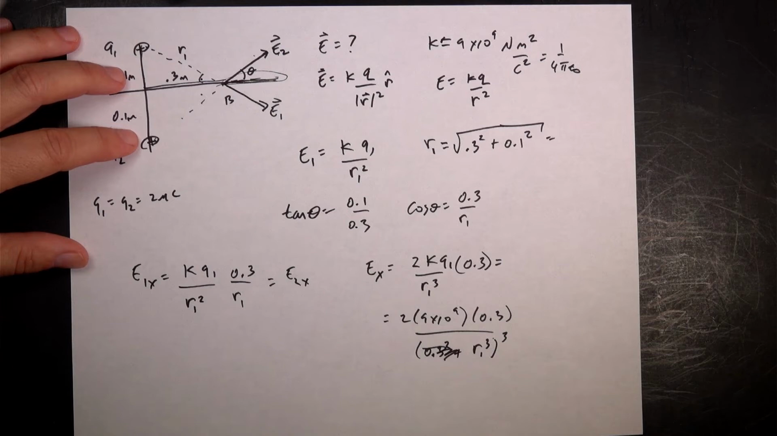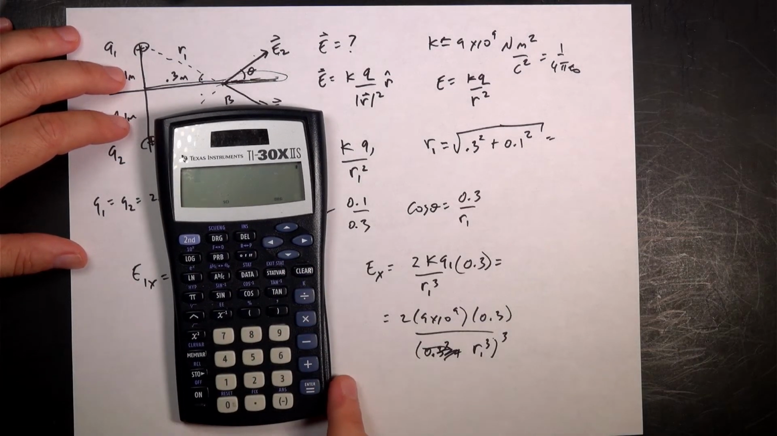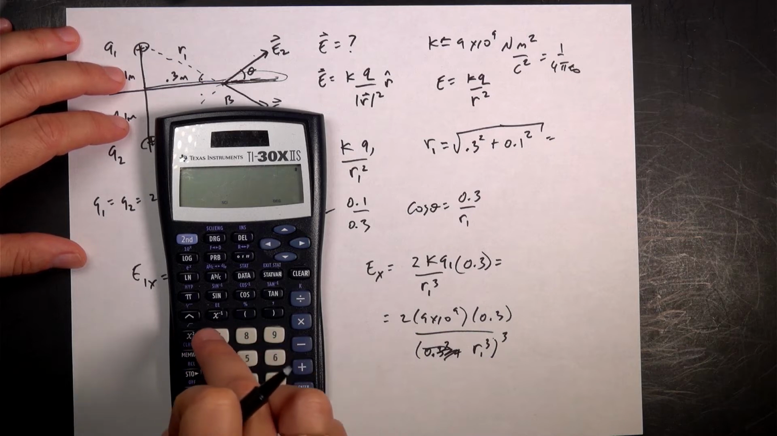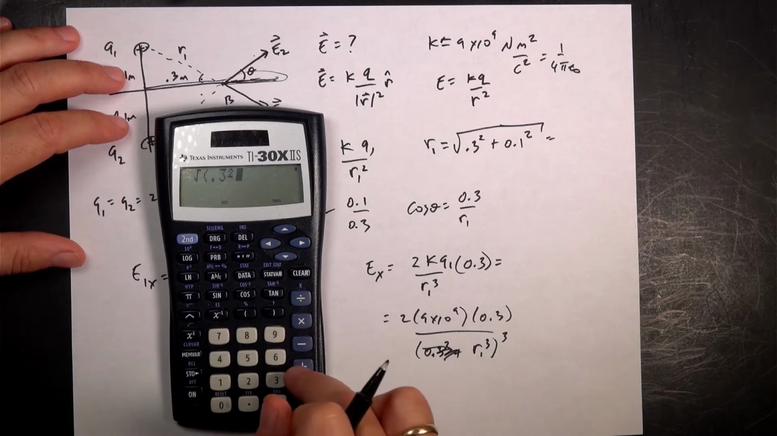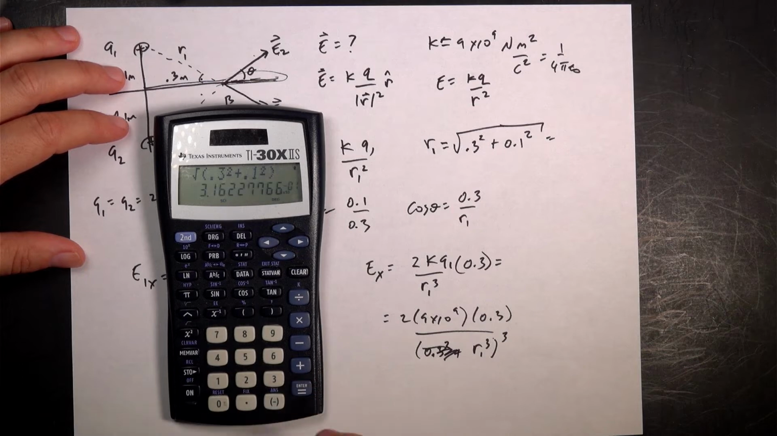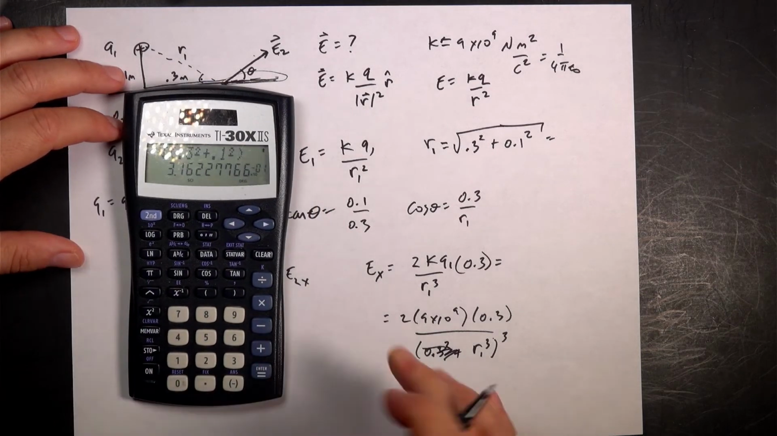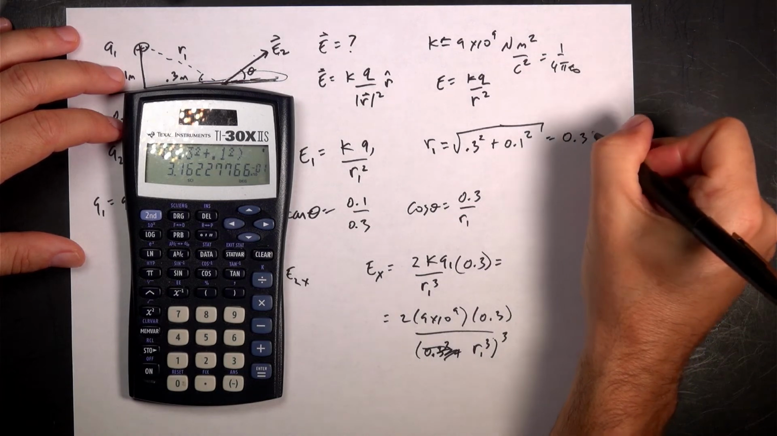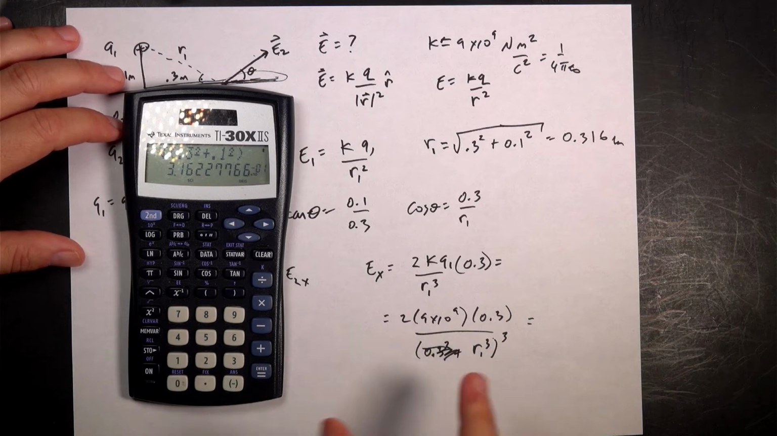And so let's find R1 first. It'd just be easier. You could do it all in one fell swoop, and I would if I was using Python. But so I'm going to say square root of 0.3 squared plus 0.1 squared, close parentheses, and I get 0.316. And that's in meters, technically. So then down here, I can put everything in.